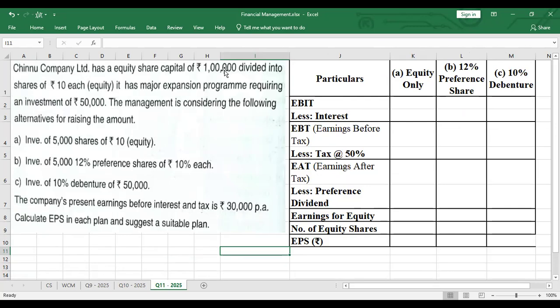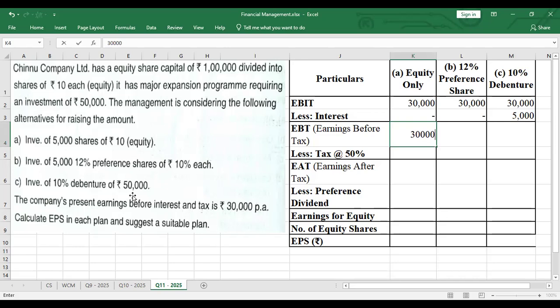Only the amount varies. Here you have 1 lakh rupees, and additionally they require 50,000. For getting 50,000, you have three options: equity, preference, then debenture. Earning before interest and taxes is 30,000. I'm directly moving to the solution; if you are not understanding this, refer to question number 9 and you will get to know. Equity only, so no interest. Preference share also no interest. 10% debenture is there: 50,000 into 10%, 5,000.